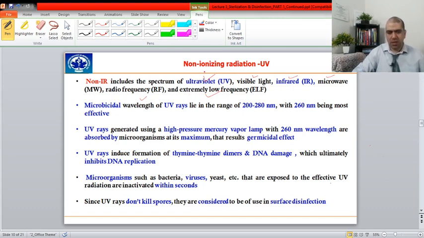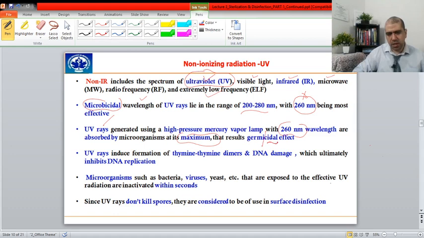Because they have very low energy, this is the one which can get us our desired effect of disinfection or sterilization. The microbicidal wavelength of UV lies in the range of 200 to 280 nanometers, but the maximum effect can be achieved at 260 nanometers. It's very effective in that case. UV rays are generated using a high pressure mercury vapor lamp. If the wavelength is set at 260 nanometers, it can be absorbed by the microorganisms at its maximum. The 260 wavelength has maximum absorption ability, and it can penetrate the microorganisms, resulting in a germicidal effect. So it kills the bacteria.